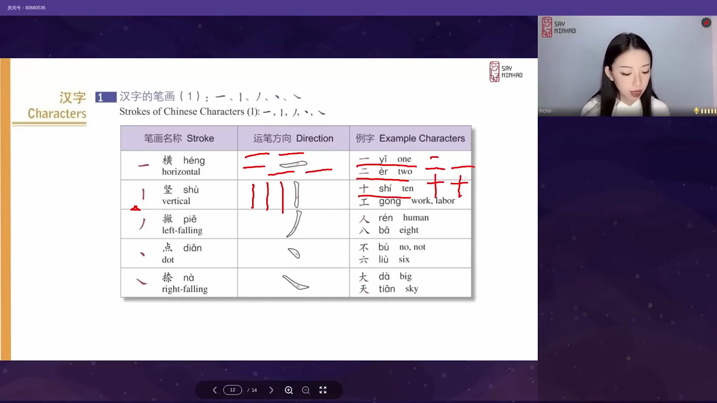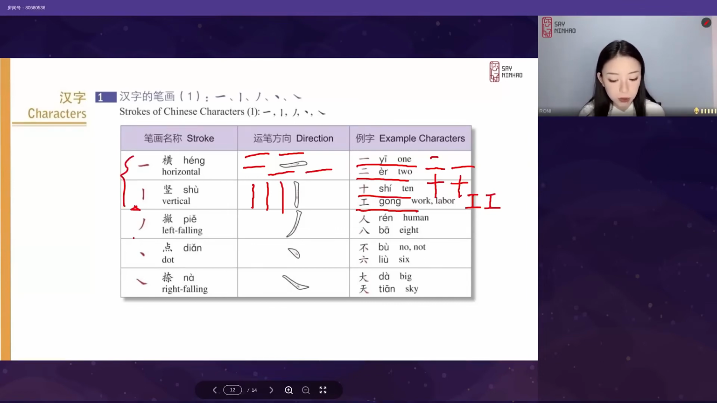And the next example is 工, which means work, labor. It is combined by two horizontals and a short vertical: a short horizontal, a short vertical, and a little bit longer horizontal. This is 工. Okay, 横 and 竖, horizontal and vertical, really easy.